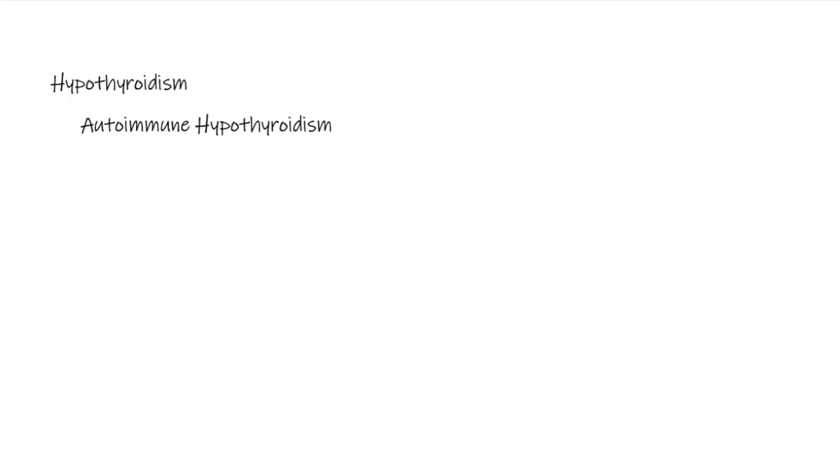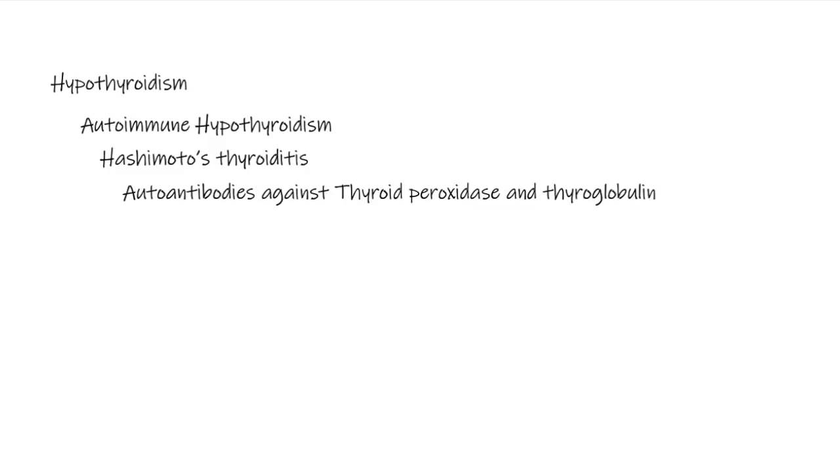One of the most common causes is an autoimmune condition called Hashimoto's thyroiditis. In Hashimoto's thyroiditis, the immune system develops an autoimmune response against components of the thyroid gland and thyroglobulin. Common autoantibodies are directed against thyroid peroxidase and thyroglobulin. The autoimmune response damages thyroid tissue, and over time, progressive thyroid cell injury can reduce the gland's ability to produce thyroid hormone and eventually result in hypothyroidism.